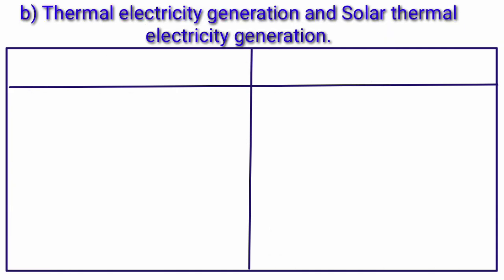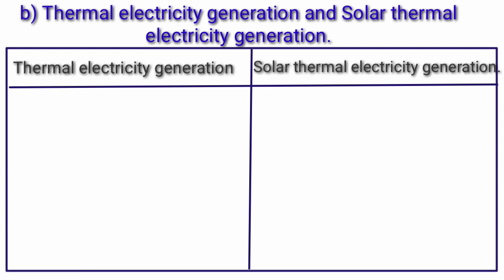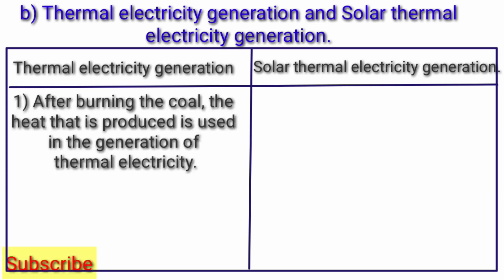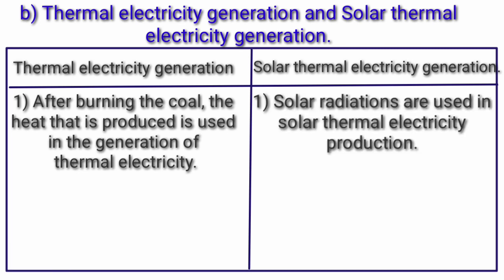Next question B. Thermal electricity generation and solar thermal electricity generation. Answer. The differences between thermal electricity generation and solar thermal electricity generation are as follows. First, after burning the coal, the heat that is produced is used in the generation of thermal electricity. Solar radiations are used in solar thermal electricity production.